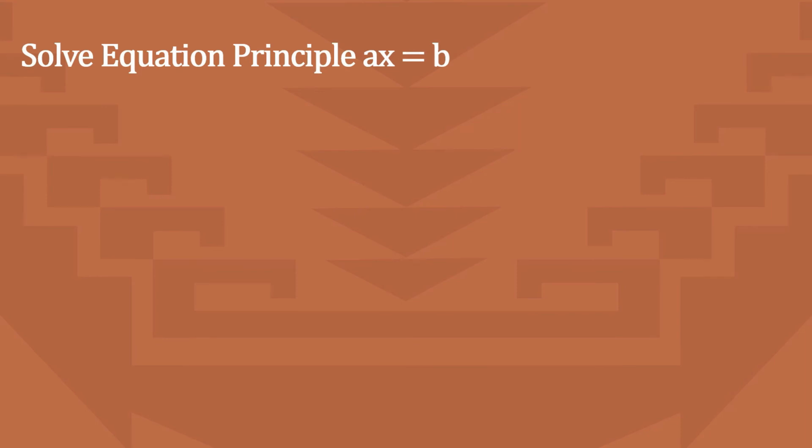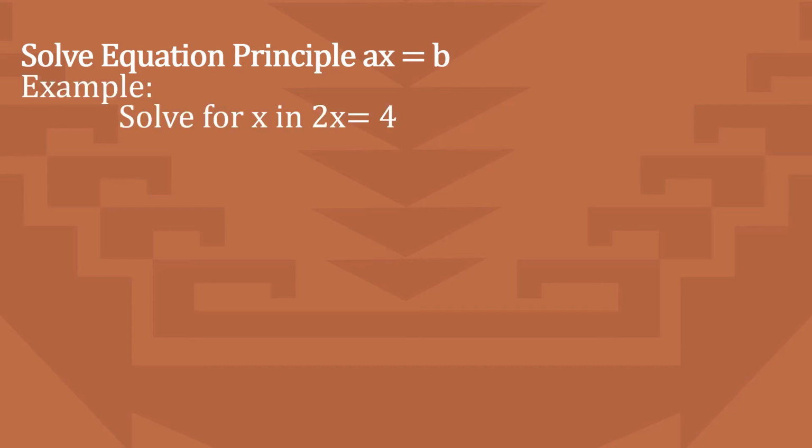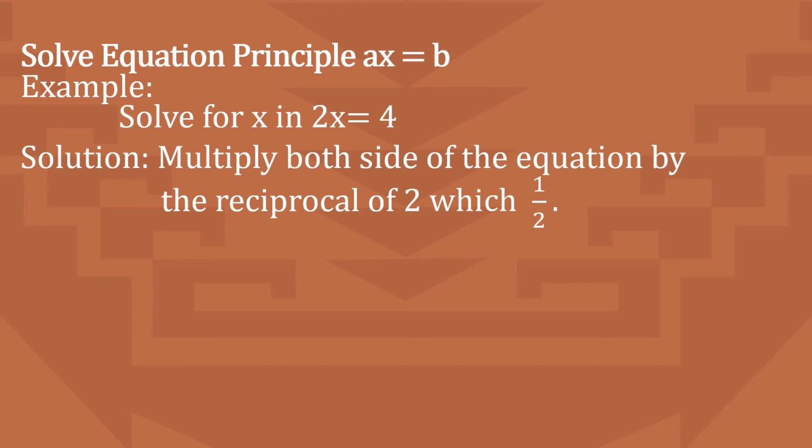Solve equation of the form ax equals b. Example. Solve for x in 2x equals 4. Solution. Multiply both sides of the equation by the reciprocal of 2, which is 1/2. 2x equals 4. 2x multiplied by 1/2 equals 4 multiplied by 1/2. 2x times 1/2 equals x. 4 times 1/2 equals 2. Therefore, x equals 2.